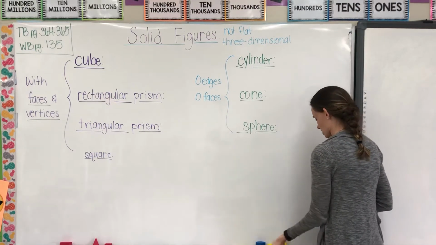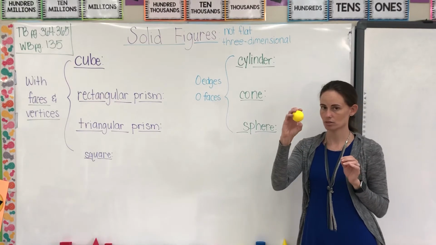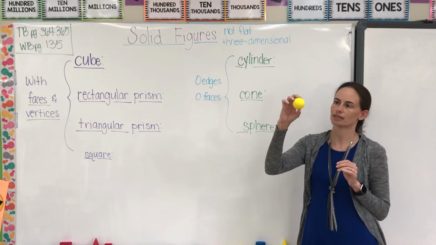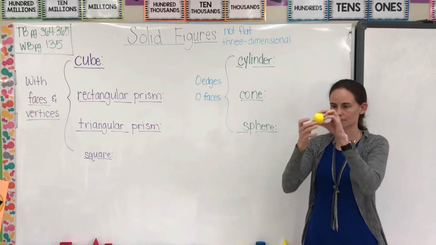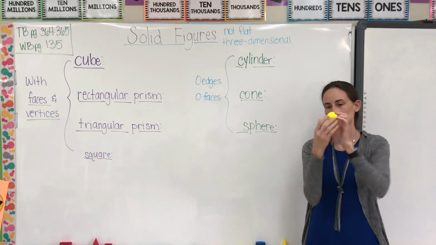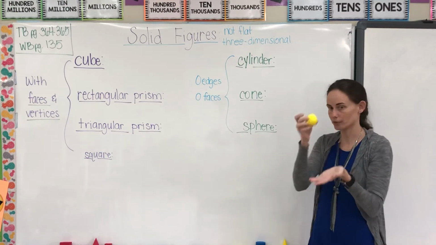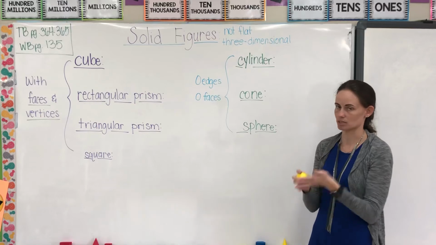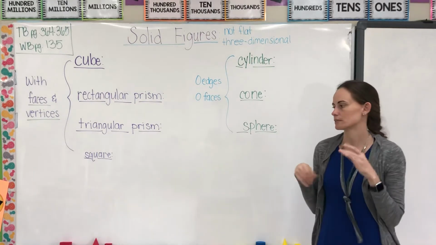Then we have a sphere, which is like a ball. It's round, like the earth, like the sun, like the moon, like a basketball, baseball, soccer ball, all the balls. And it also has no flat surfaces, it's all curved. Which is why when you put it down, it rolls, because it doesn't have anything that's flat. So those are just a little bit of examples.